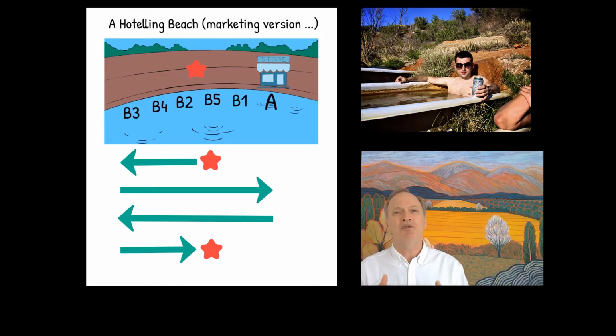You tend to go to the same place. That's a local monopoly. You go to the closest one. So by locating on the opposite side of the beach, we have reduced competition and increased profits for B.